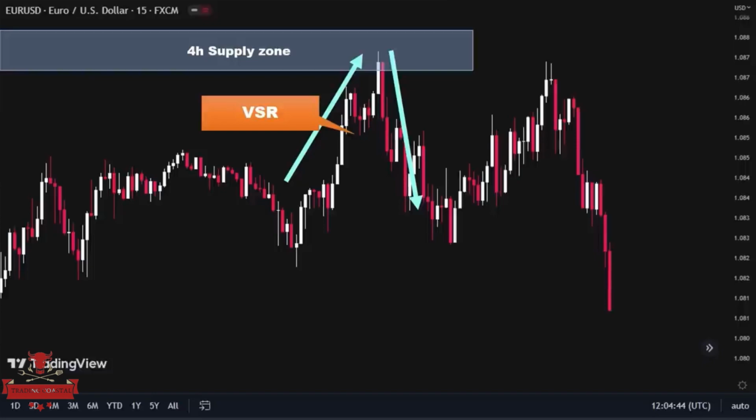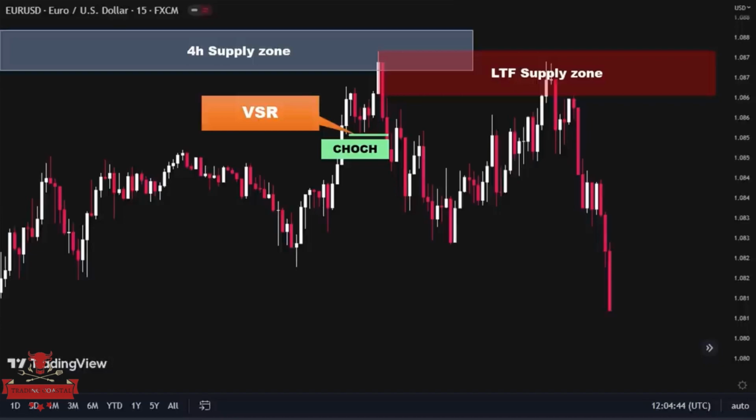As you can see in the following, the price created a major change of character by breaking this structure to the downside and also formed a new supply zone. After mitigating this perfect supply zone, the price was rejected and fell sharply to the downside.